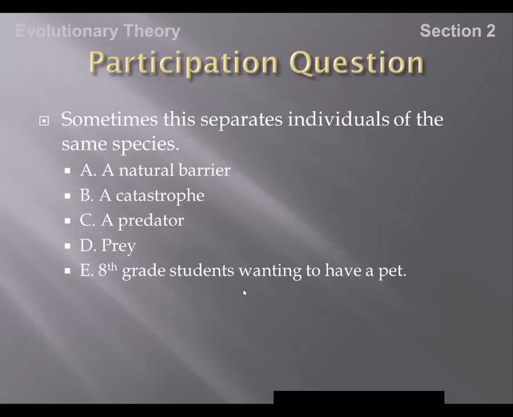Sometimes this separates individuals of the same species. Is it A, a natural barrier, B, a catastrophe, C, a predator, D, prey, or E, 8th grade students wanting to have a pet?